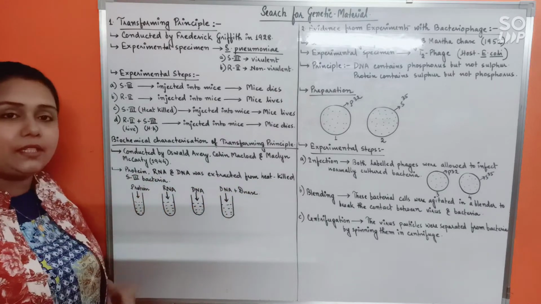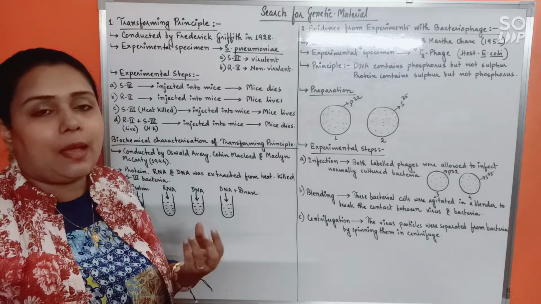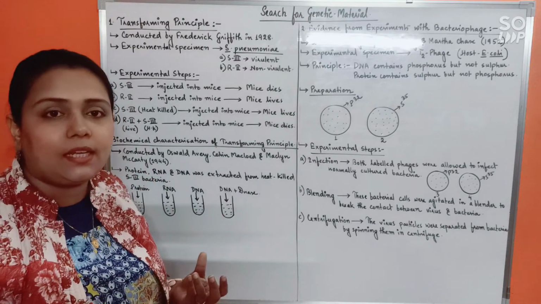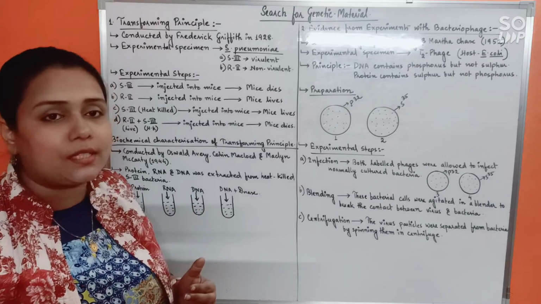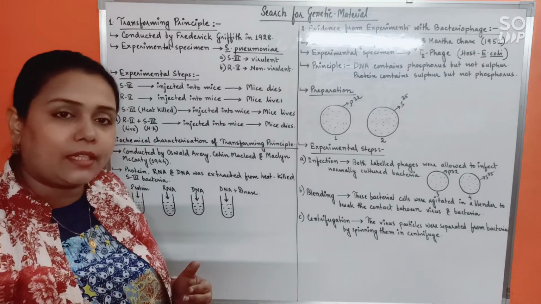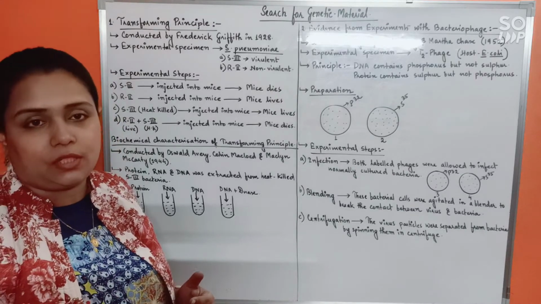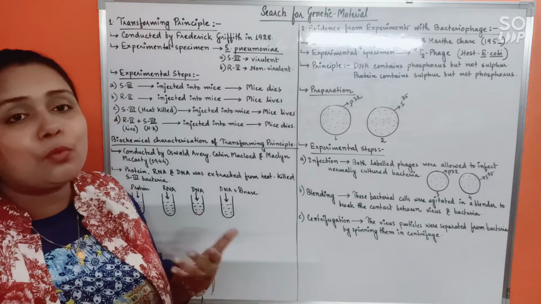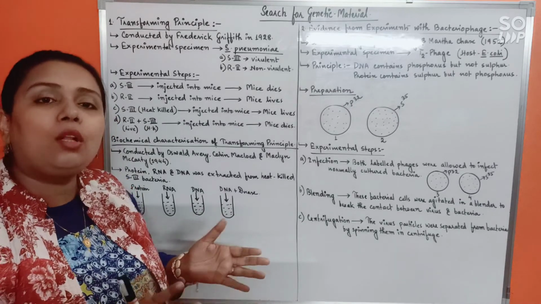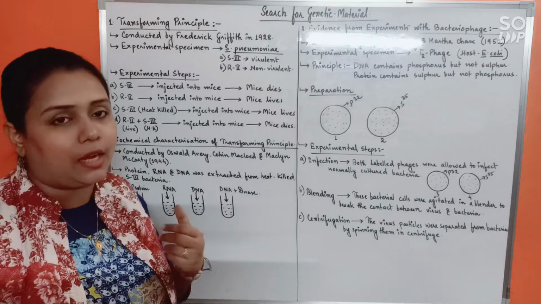heat-killed S3 bacteria. They took a sample of heat-killed S3 bacteria of Streptococcus pneumoniae, and from it they extracted three things: DNA, RNA and protein. Because any of these things could have been the genetic material, which was not proven, which was not known. So all three substances which could have been the genetic material were extracted.